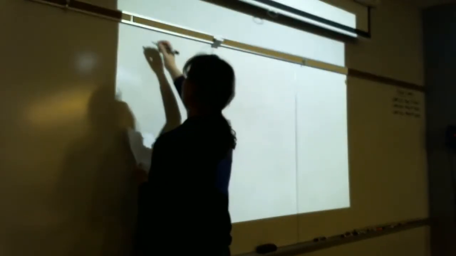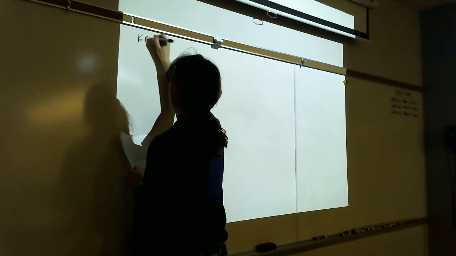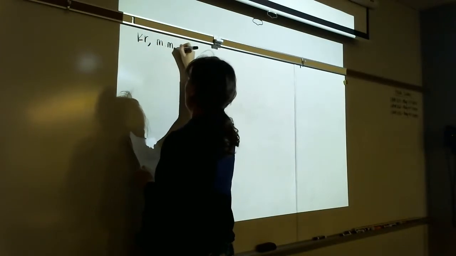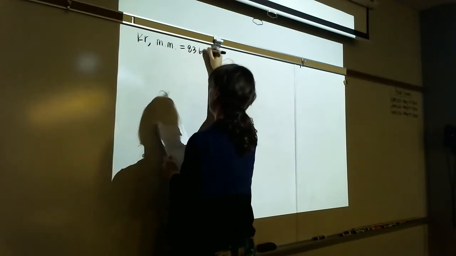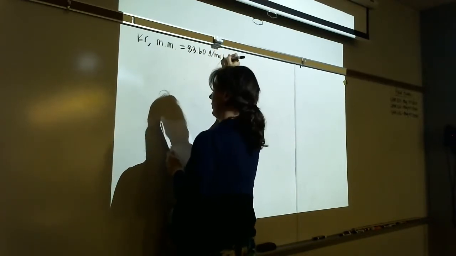So what does the problem tell us? It tells us it's krypton, and we can look up its molar mass on the periodic table. That's 83.60 grams per mole.